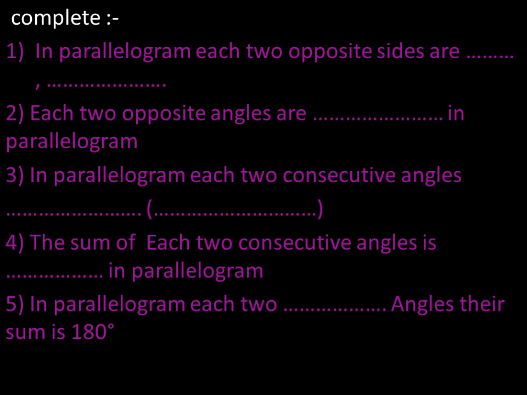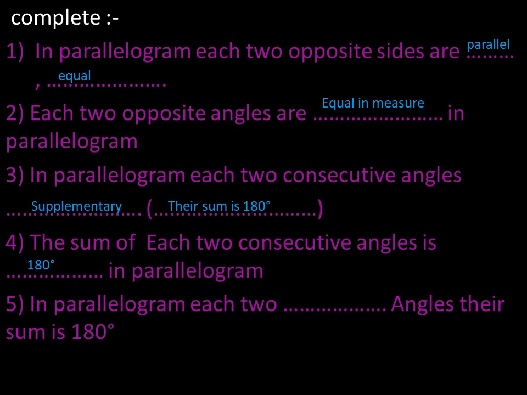Let's answer some exercises together. Number 1. In a parallelogram, each two opposite sides are, yes, parallel and equal, or you can say congruent. Number 2. Each two opposite angles are equal in measure in a parallelogram. Number 3. In a parallelogram, each two consecutive angles are supplementary, or we can say their sum is 180. Number 4. The sum of each two consecutive angles is 180 in a parallelogram.